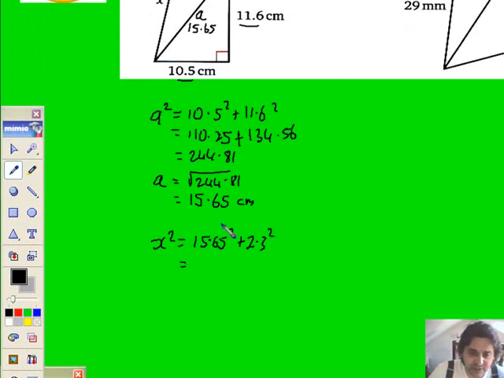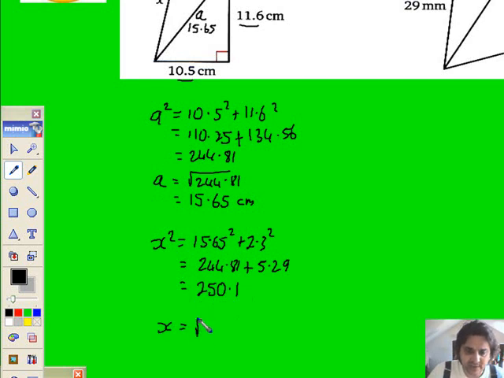Now, I know the 15.65 squared originally came from this, so I'm just going to write it down. So it's 244.81 plus, well, let's just do 2.3 squared now, 5.29. Add them both up. Oops, do it again. 244.81 plus the 5.29. Yep. Bam. 250.1.